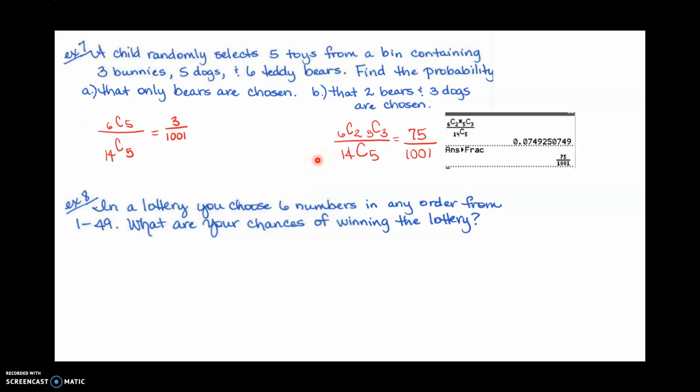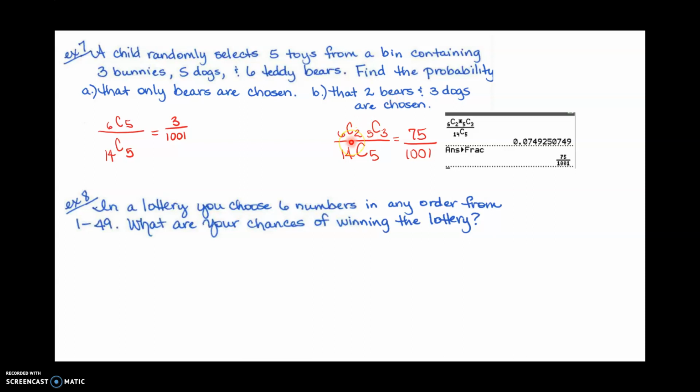In our last video, we were finishing up example 7b, and we said find the probability that 2 bears are chosen and 3 dogs are chosen. So we have 14 toys, 3 plus 5 plus 6. We have 14 toys to choose from, and we're choosing 5, so that denominator is not changing. But in my numerator, we want to see the probability of 2 bears and 3 dogs.